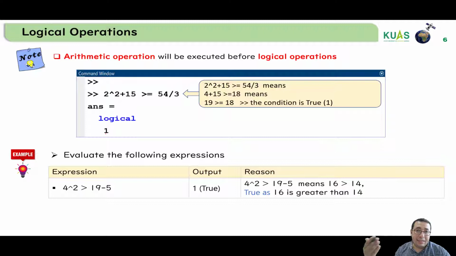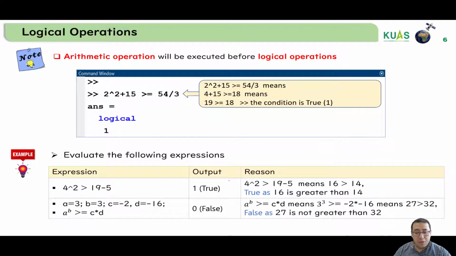And let's have more examples to understand. For example, if I say 4 to the power 2 is greater than 9 minus 5, this and this should be executed first before the logical operation. So 4 to the power 2 means 16, and 9 minus 5 means 4. So the question is, is 16 greater than 4? And the answer is true, yes.